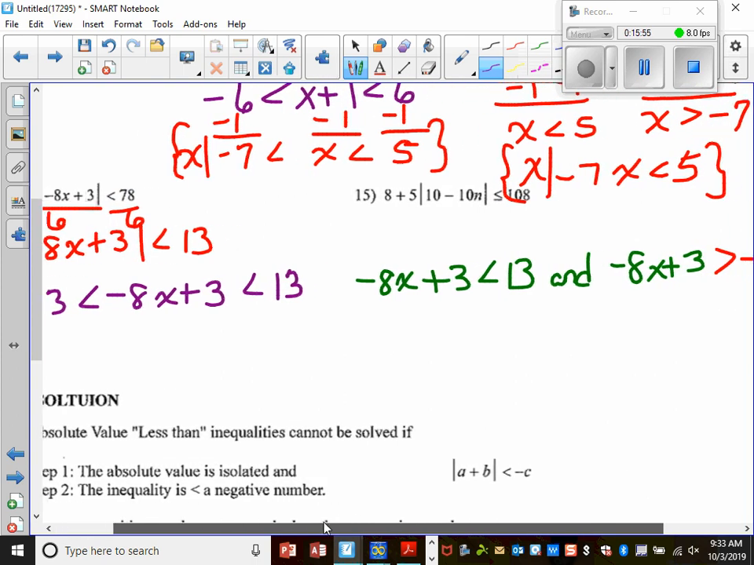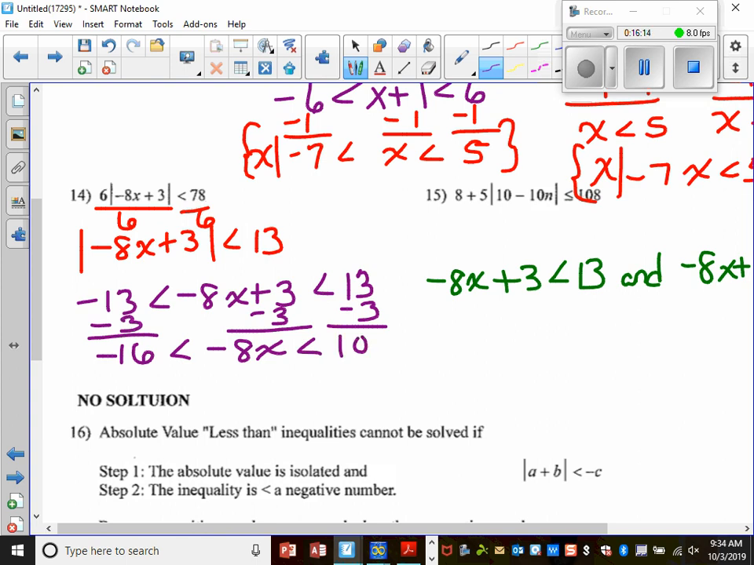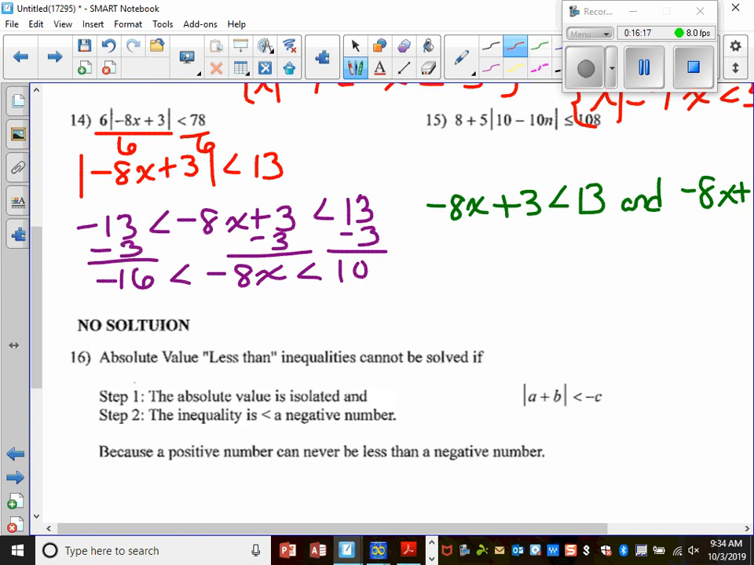So I'm going to go back to the way that I wrote it first without the word and, and go ahead and subtract 3 from all sides. So negative 16 is less than negative 8x, which is less than 10. From there, I need to divide all sides by negative 8. So I'm dividing by a negative, so what should I do? I have to reverse the sign. So 2 is greater than x, which is greater than negative 5/4.